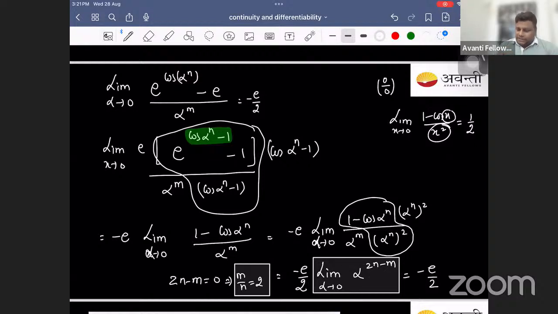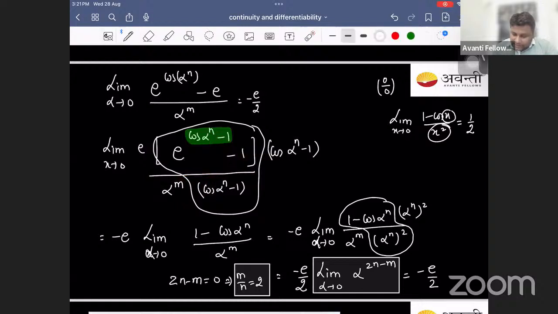All right. See, Ganesh, up to this point, e to the power cos alpha to the power n minus e upon alpha to the power n. This is the question. They are saying this limit is e by 2. Asking for m by n is what? So what did I do? I took e common from the numerator. So taking e common, e came outside. It is e to the power cos alpha to the power n minus 1 upon alpha to the power n.